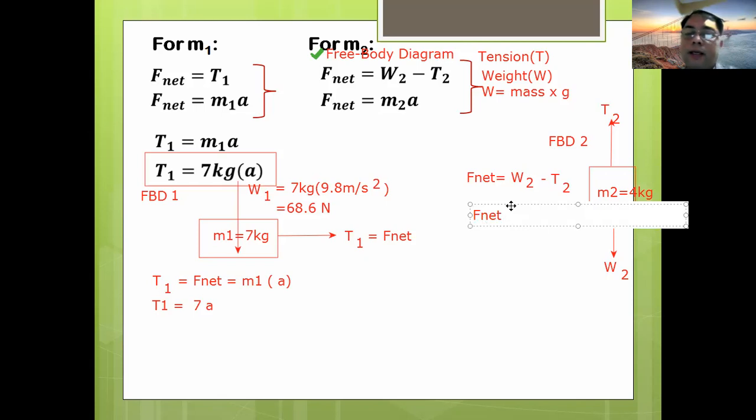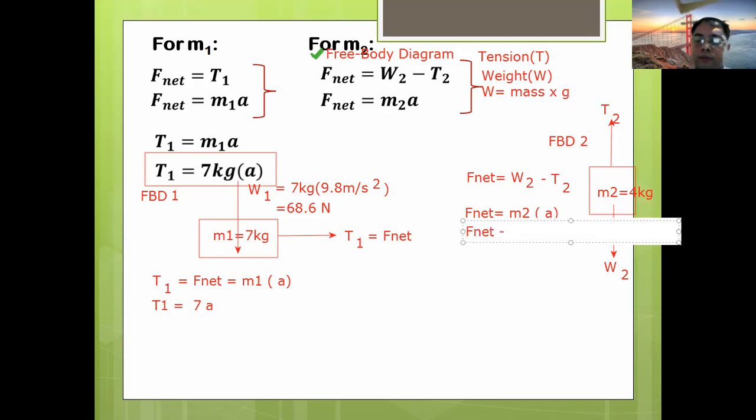Now, what's the value of this net force F net? F net for free body diagram number 2 will be equal to M2, mass number 2, multiplied by A. And how much is our mass 2? So for our next equation, F net equals mass number 2, 4 kilograms, times A, so 4A. However, F net is weight 2 minus T2, equals 4A. So again, this is weight 2, and this is tension 2.